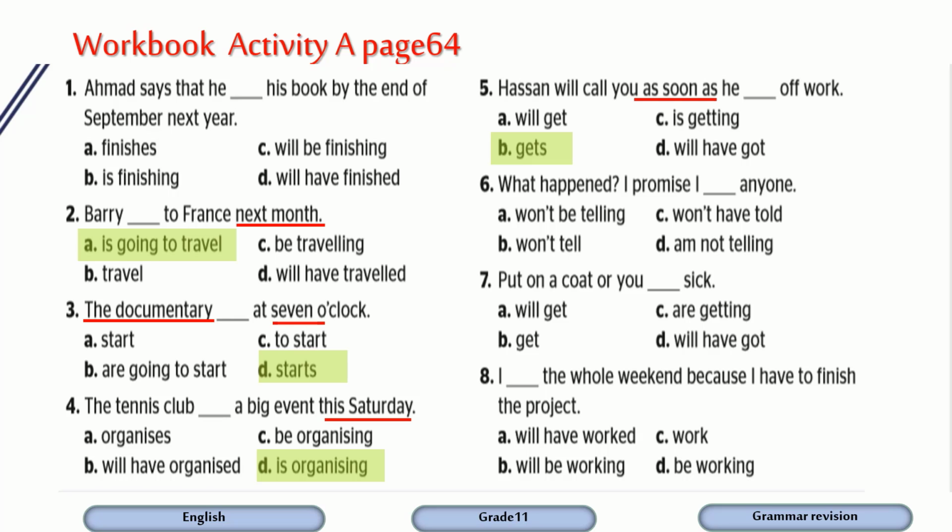Number 6, what happened? I promise anyone. I promise, this is the keyword, and of course we use the future will with a promise, so I won't tell, which means I will not tell. It's the short form. Number 7, put on a coat or you sick. Put on a coat or as a result you will get sick. Number 8, I the whole weekend because I have to finish. So the whole weekend. There will be an action in progress here. Very good, so the answer will be working.